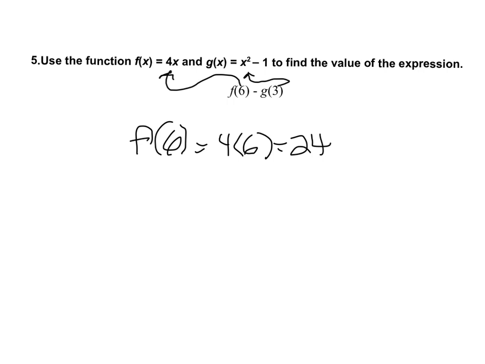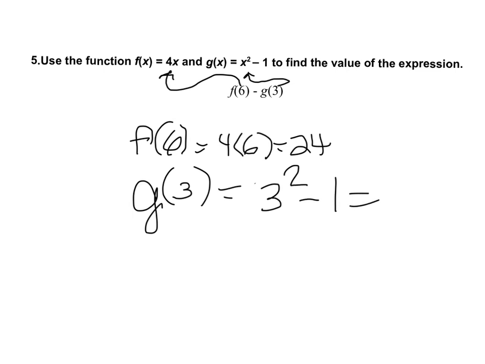Next, I'm going to take f of 3 and place that into the g function. So I'm going to get g of 3, and so I'm going to put it into the g function. We don't need to do x squared. Let's erase that. So that's going to be 3 squared minus 1. So that's 3 times 3 is 9, minus 1 is 8.